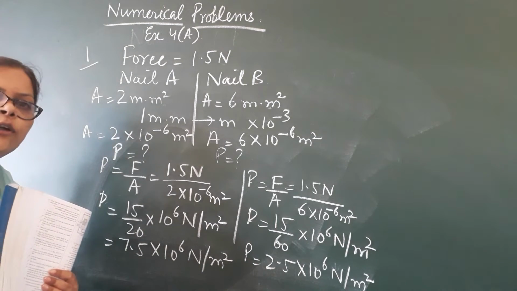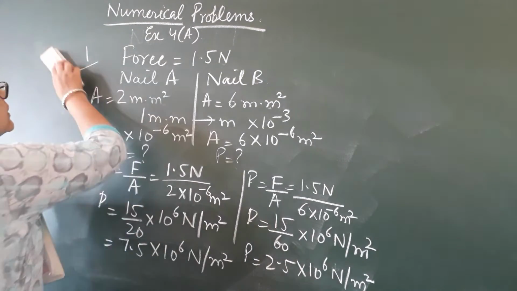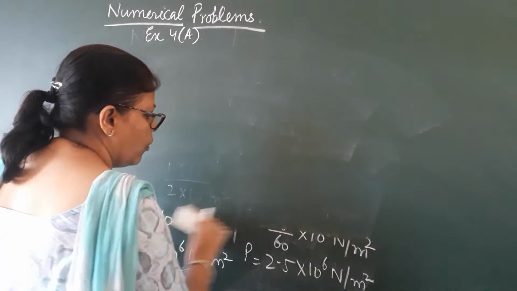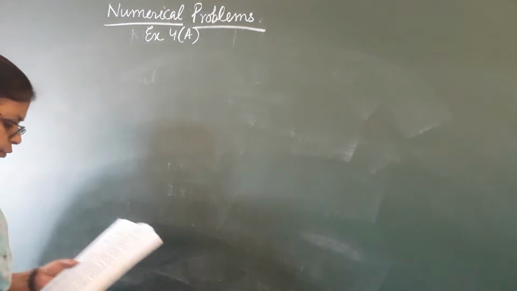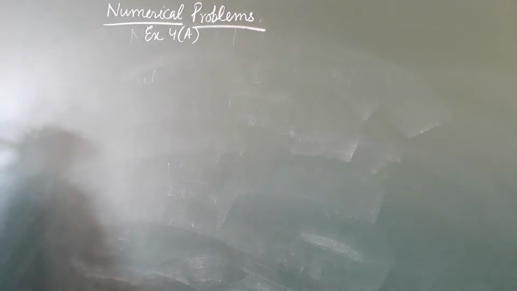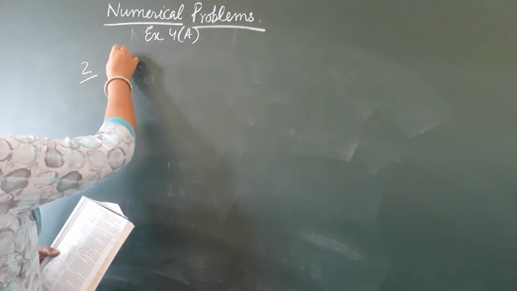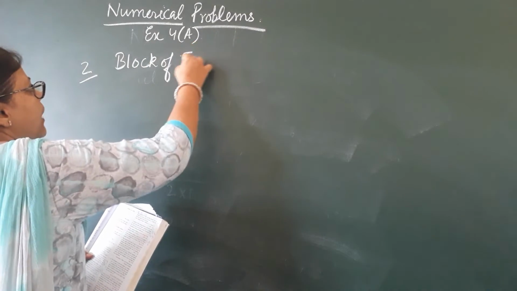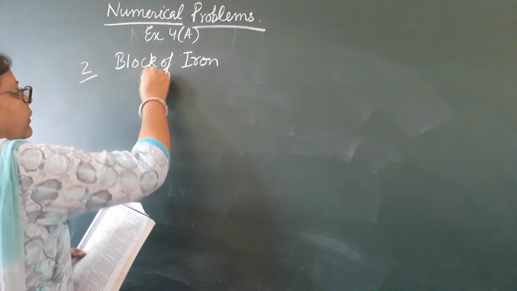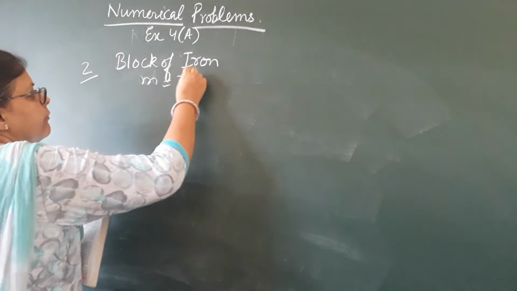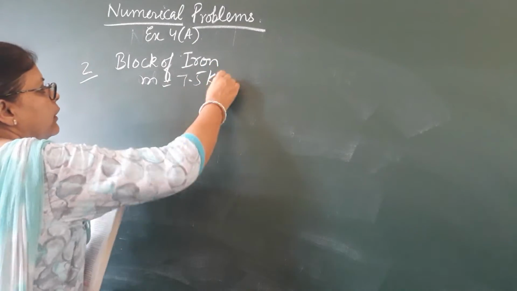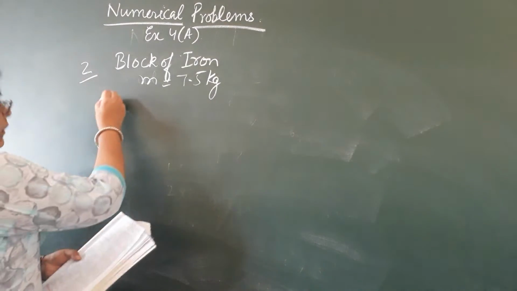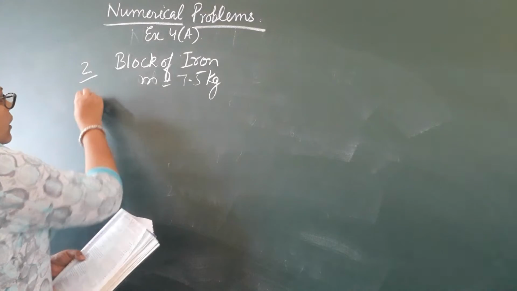Okay children, I hope it's clear. We move on to the second numerical now. In the second numerical problem, what is given to us? Let us read out. A block of iron. So you have a block of iron and the block of iron has a mass of 7.5 kg. The block has a mass of 7.5 kg. The dimensions of the block are given to you.